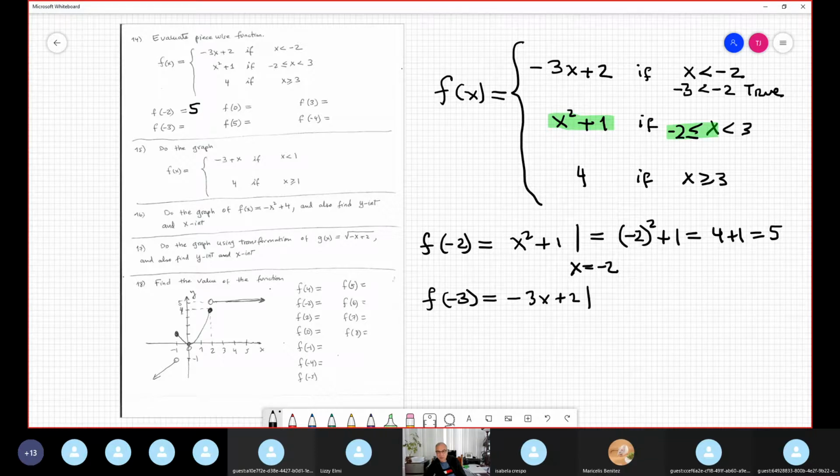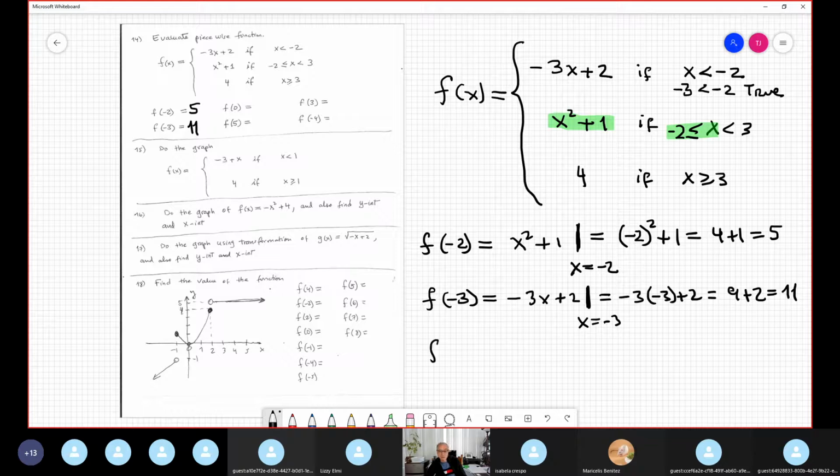And you evaluate, such that x is equal to -3. This is the notation, no? So, plugging in, be careful with the sign. -3 times -3 plus 2. -3 times -3 is 9, plus 2 is 11. 11 is the answer.